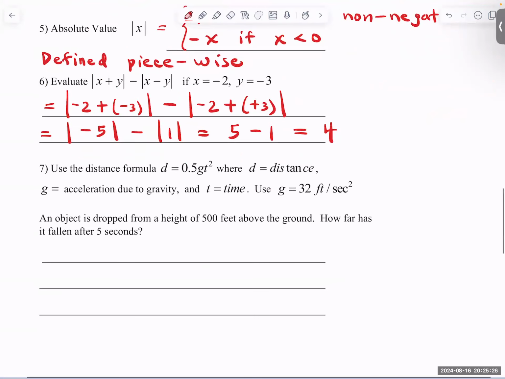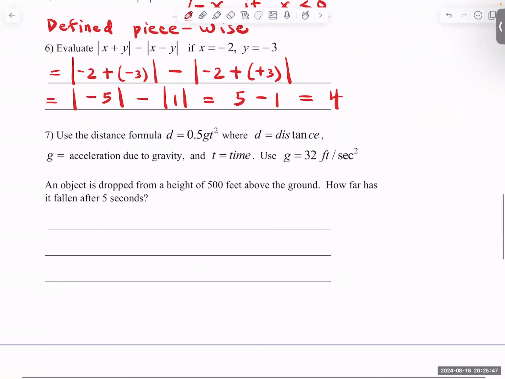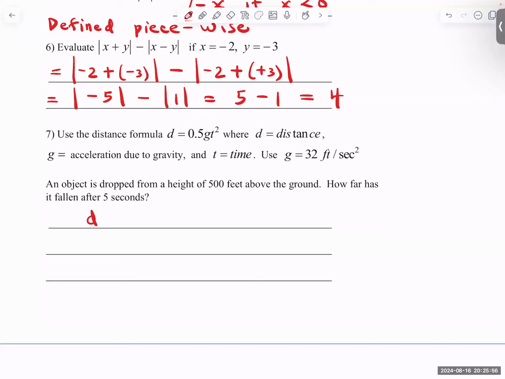Number 7, use the formula distance equals 5/10 times g times t squared, where d is the distance, g is acceleration due to gravity, t is time of a falling object. Use g as the gravitational force, 32 feet per second squared. An object is dropped from a height of 500 feet above the ground. How far has the object fallen after 5 seconds? So the distance fallen is 5/10 times 32 feet per second squared, times 5 seconds squared.